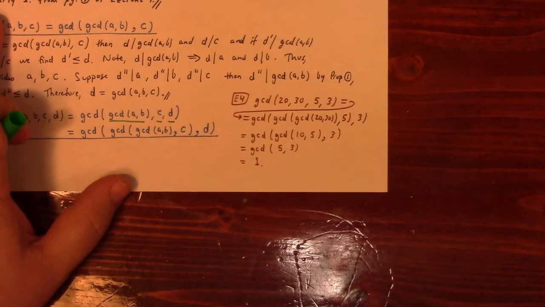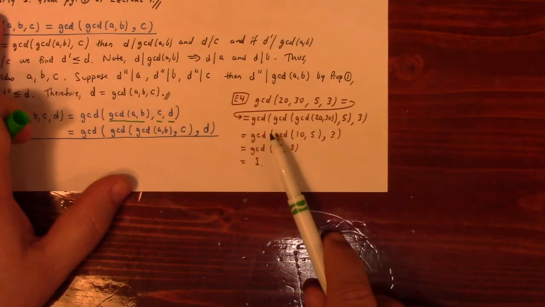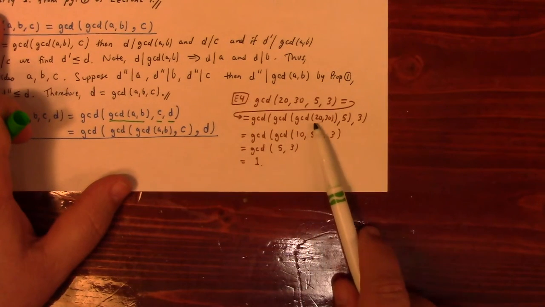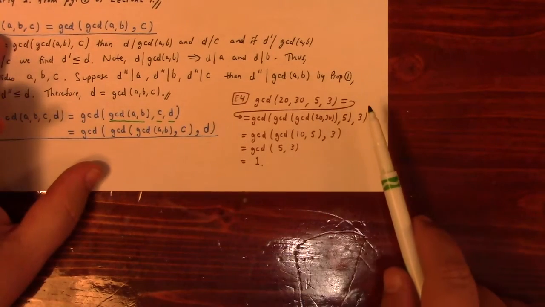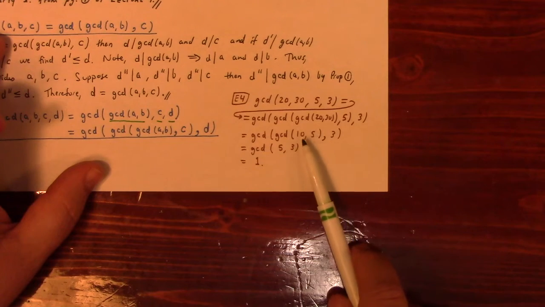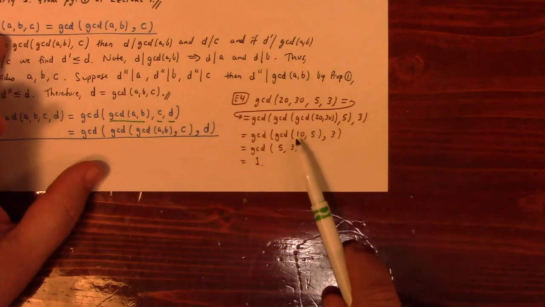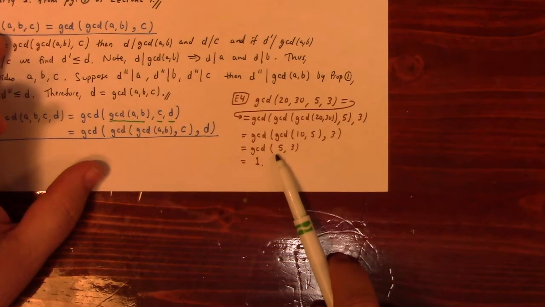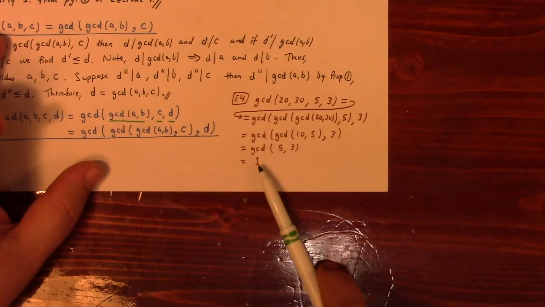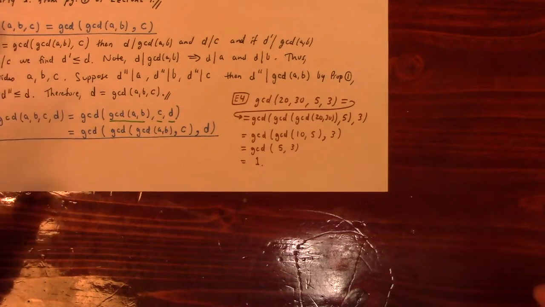Give me a second. So here's one. The GCD of 20, 30, 5, and 3 is the GCD of the GCD of the GCD of 20, 30, 5, and 3, by proposition 3, sorry. So 20 and 30 have greatest common divisor 10. So the greatest common divisor of 10 and 5, well, that's 5. And what's the greatest common divisor of 5 and 3? It's 1. So the GCD of 20, 30, 5, and 3 is 1. So, yeah. All right, great, lovely.